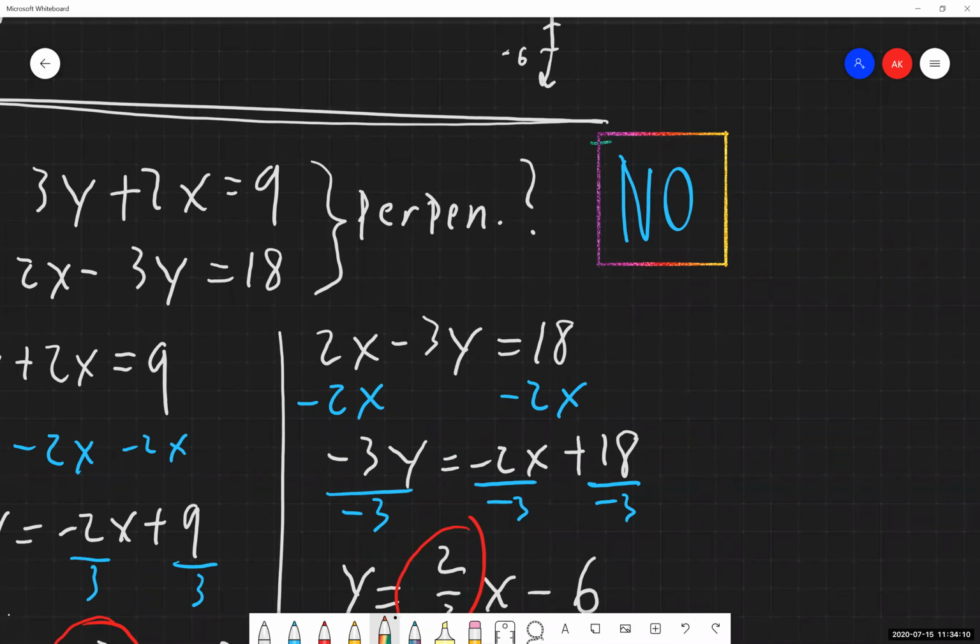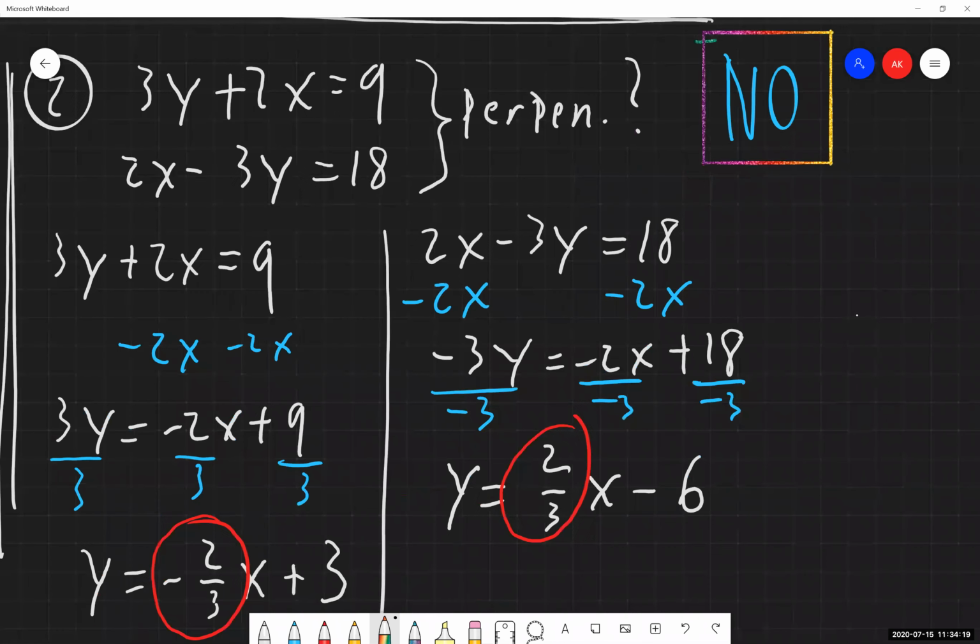And that's all that we can do. Say these things are not perpendicular, done. Nothing else we can do from there, if that's what we're being asked to do.